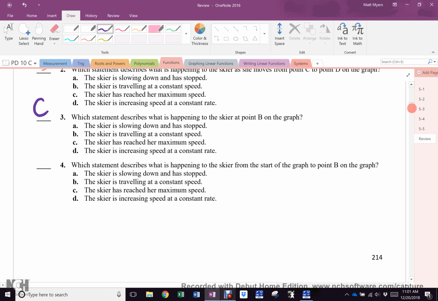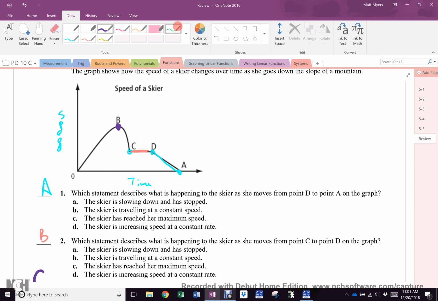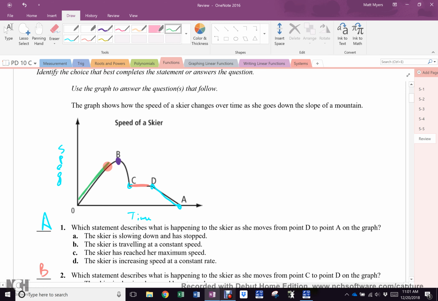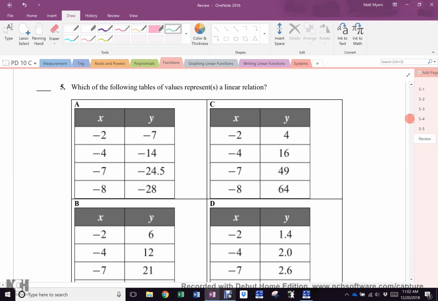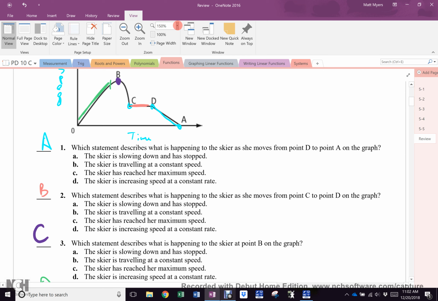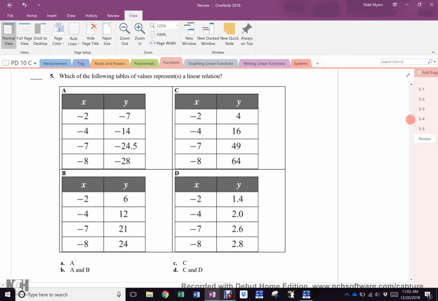And what is happening to this skier from the start of the graph to point B? That is right. I've used all these colors right here. Speed is increasing as time increases. So the skier is increasing speed at a constant rate because it is a straight line to there. A linear relation. I'm going to shrink this down so a little bit more is on the screen at any given time.